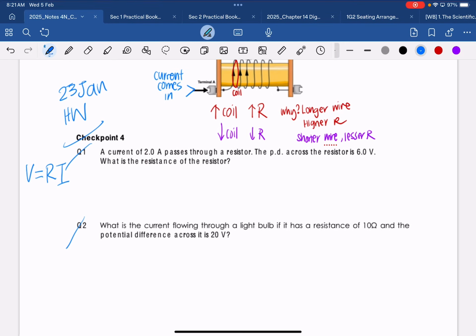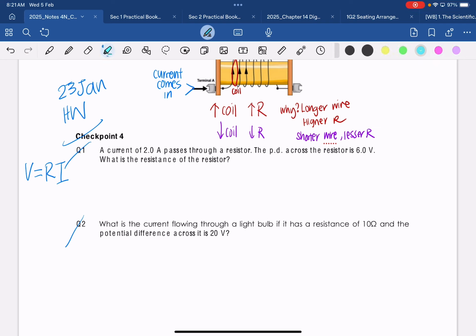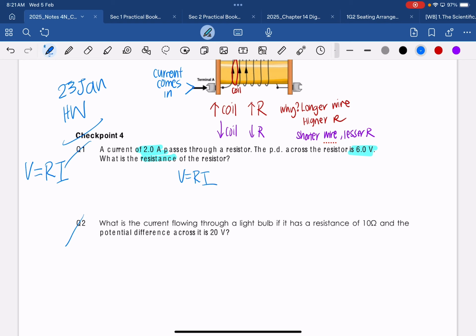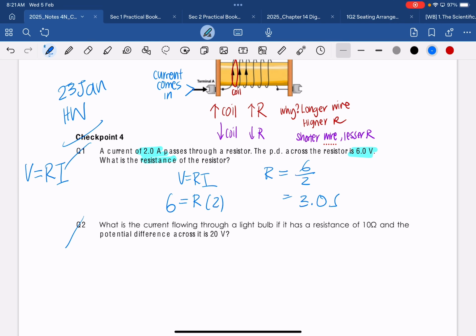Okay, let's do this. Now, 2 ampere, PD 6 volts, find the resistance. V equals Ri. R is the unknown, so we leave it there. I is 2, V is 6. So R equals 6 over 2, answer 3 ohm. Can you please help me write down 3.0 ohm? Why must it be 3.0? You see all your values over here are in 1 dp, so we follow suit. But during the exam, you put 3 ohm is fine. They are not too particular with N-level students.